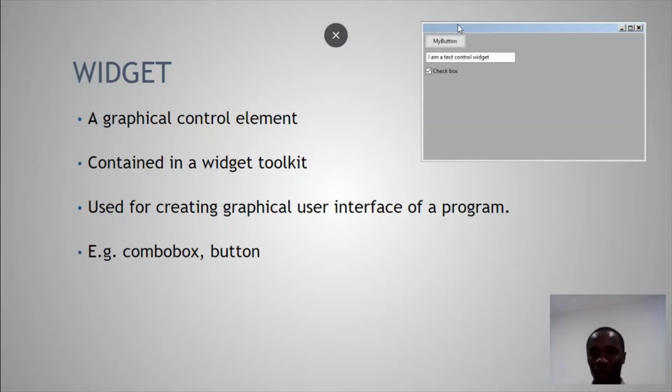Now, on the top right corner here, I have a small graphical user interface program that contains the main rectangle that you see, which is known as a frame. It also has a button widget, a text control widget, and then a checkbox widget. Now, in the subsequent lessons, I'll be explaining to you what these are, and how you can construct them as well.